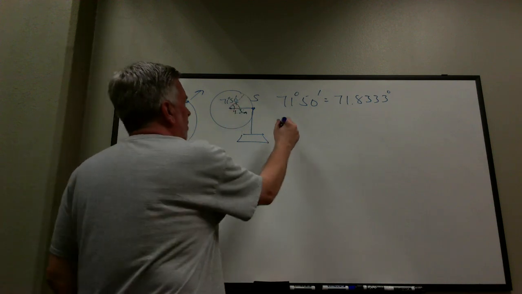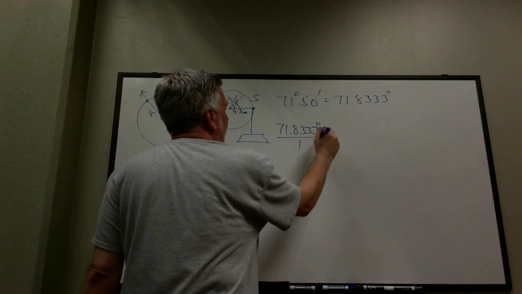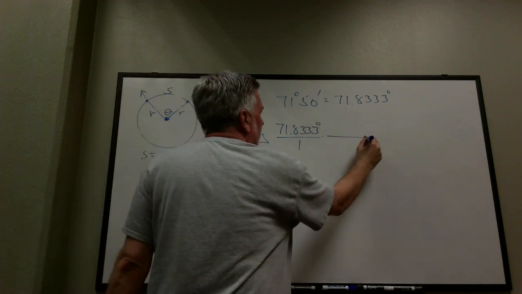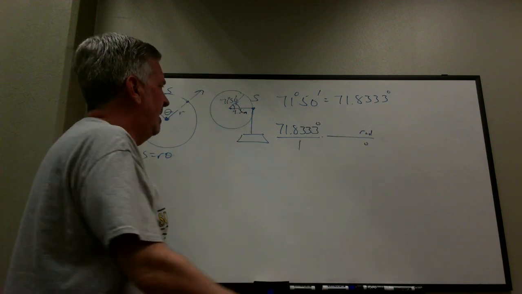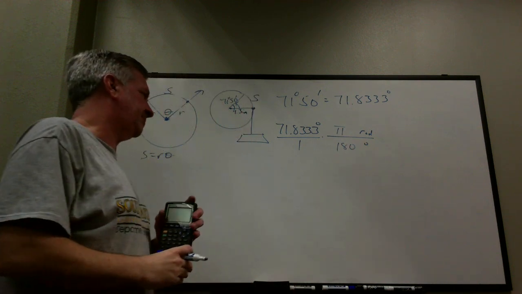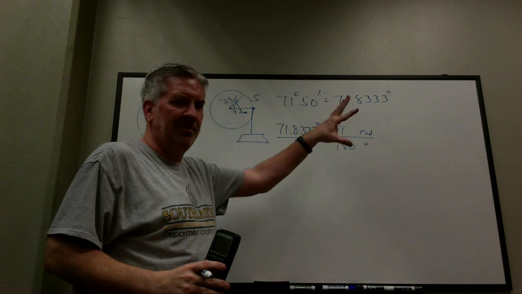Now we have 71.8333 degrees. I want to convert that to radians, which we already know how to do. So degrees goes in the denominator, radians in the numerator, because I want degrees to cancel. And pi radians is 180 degrees. Now when we did these before, I left the pi alone and I simplified the fraction.